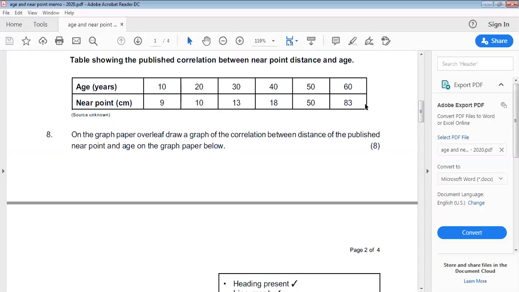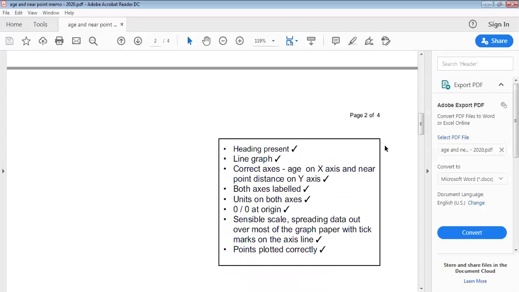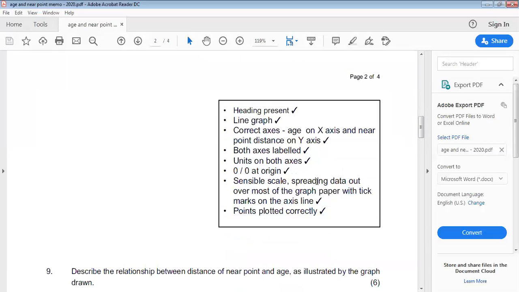They might say something like extrapolate and suggest what the near point would be at 70 years. Then you need to leave enough space on your graph to go through 70. Okay. The scale should spread the data out over most of the graph paper.